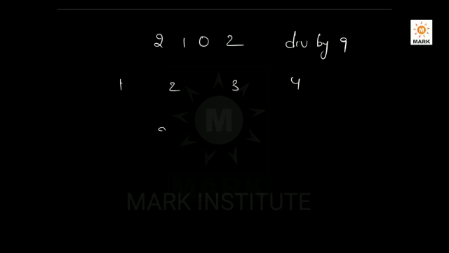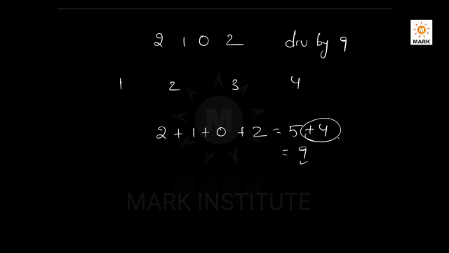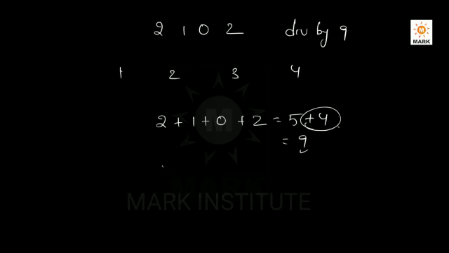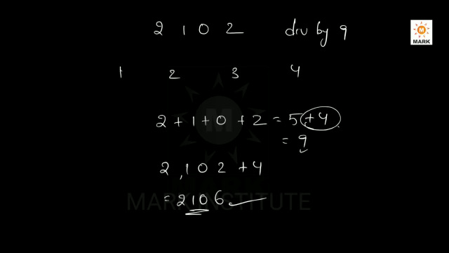Here, 2102. What is the digital sum of 2102? 5. What is the next immediate multiple of 9, so that the entire number should be divisible by 9? 5 plus 4 will give you 9 itself. That is equal to 9. So what should be added? 4. That means the technique is telling if I add 4 to 2102, so 2102 plus 4 is equal to 2106. This number will be exactly divisible by 9.